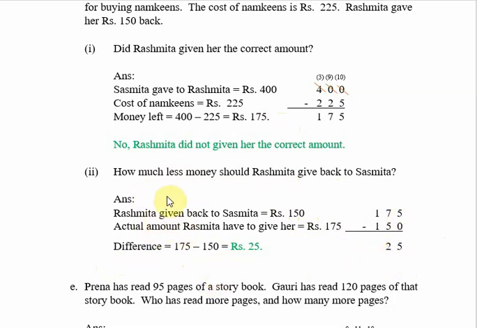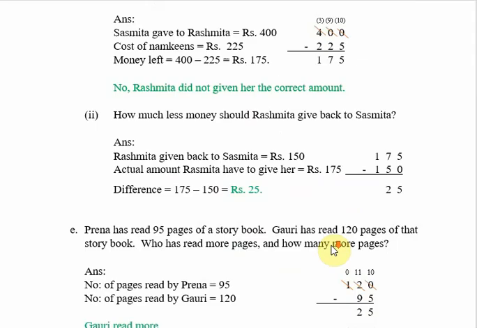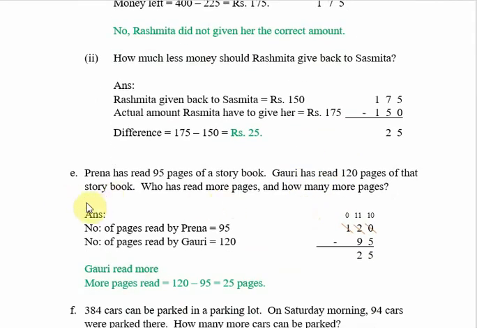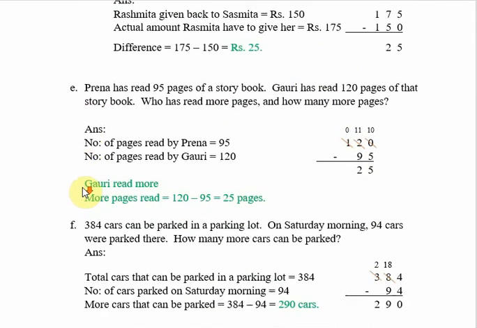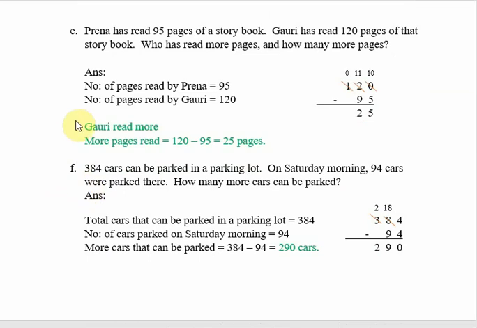So Rashmita has to give her rupees 25 more. Otherwise, she had not given rupees 25 to Sasmita. So rupees 25 is the less money that Rashmita should give back to Sasmita. Now, the next question is question number E.